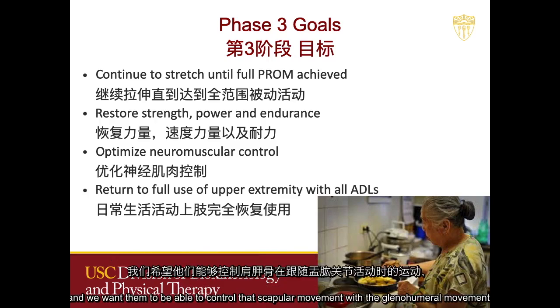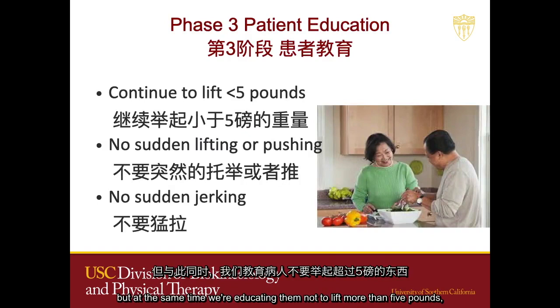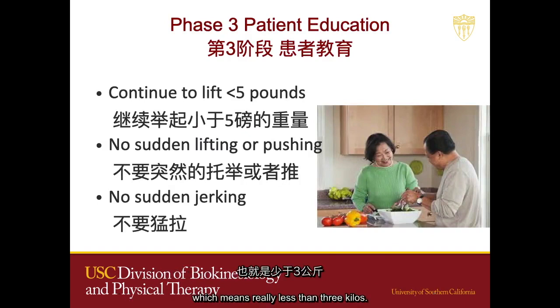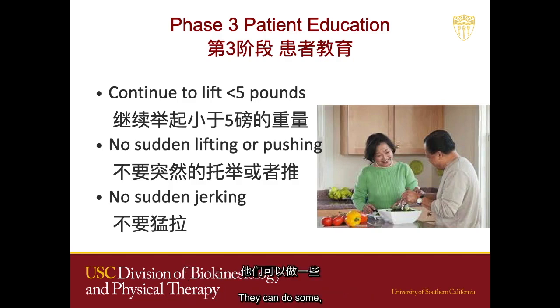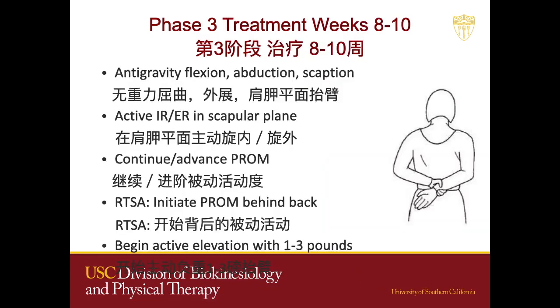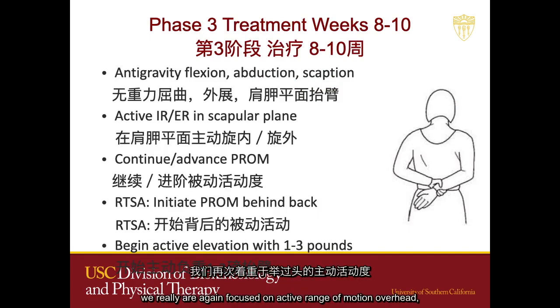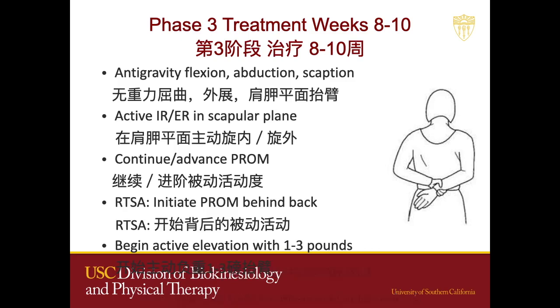And we want them to be able to control that scapular movement with the glenohumeral movement. But at the same time, we're educating them not to lift more than 5 pounds, which means really less than 3 kilos. So we're sticking with, again, more endurance and light strengthening at this point. They shouldn't be doing any sudden lifting. They can do some lifting, again, up to 5 pounds or 3 kilos, but they shouldn't be doing any sudden movements. So at this point, we really are, again, focused on active range of motion overhead, as well as internal and external rotation.